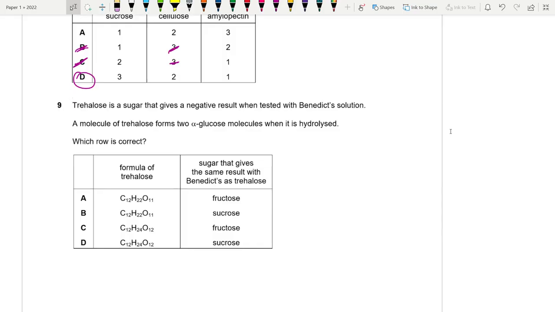Trehalose is a sugar that gives a negative result when tested with Benedict's solution. So it's basically a non-reducing sugar. Which one is correct? It is deficient of one water molecule, since we formed a glycosidic bond, it's between A and B. Which sugar gives the same result in the Benedict's test? Clearly sucrose, right? So 9 should logically be B.